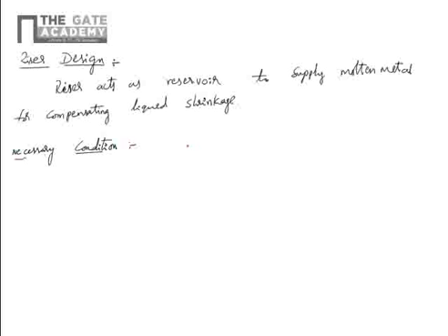Solidification time of the riser has to be more than the solidification time of the casting. As we know, solidification time is a function of volume and surface area, so based on that we have to design the riser. The method for riser design is Caine's method.